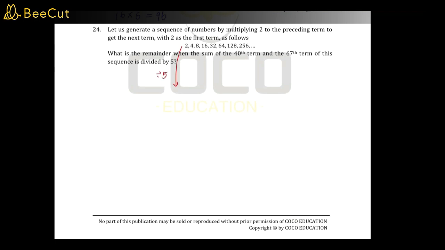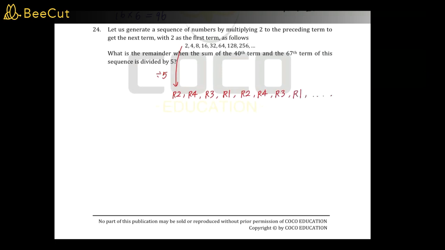So divide by 5. First number is R2. Now 4 divided by 5 is R4. 8 divided by 5 is R3. 16 divided by 5 is R1. Then 32 divided by 5 is R2. 64 is R4. 128 is R3. And 256 is R1.